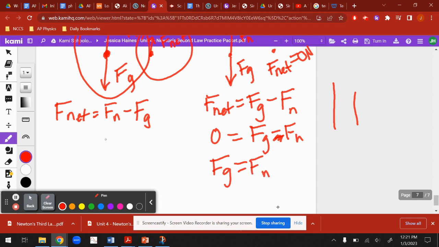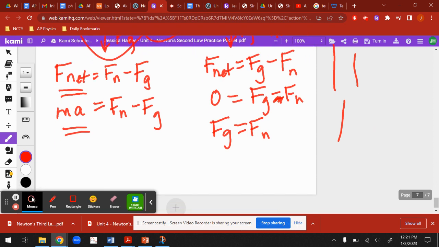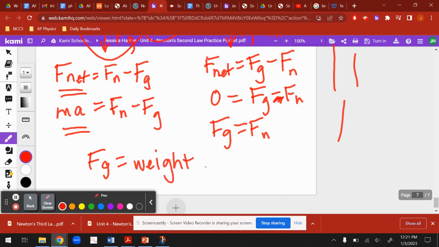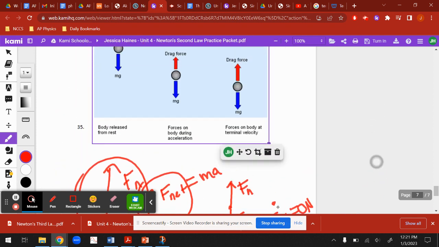But over here, normal force and force of gravity are not equal to each other because net force has to be equal to mass times acceleration. Anytime you see F net, you write ma, and then you replace your other ones with values that you have if you have them. Remember also that force of gravity is equal to weight. So if they're talking about the weight of an object, they're talking about the force of gravity, which is equal to mass times gravity.